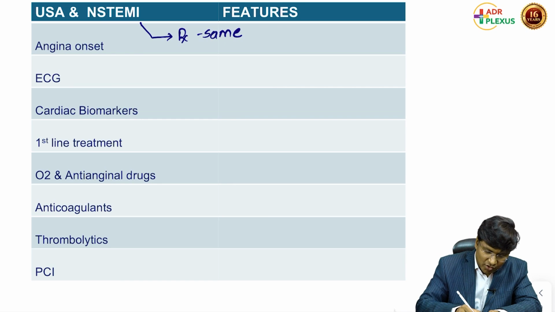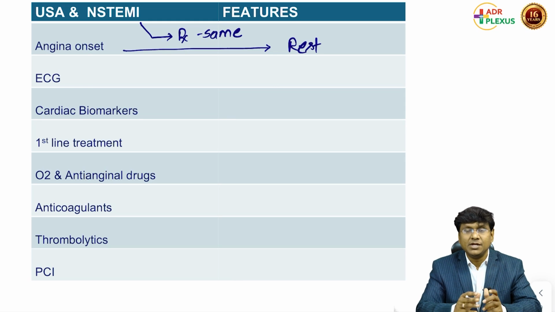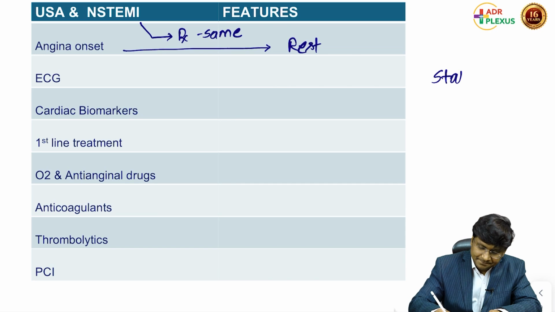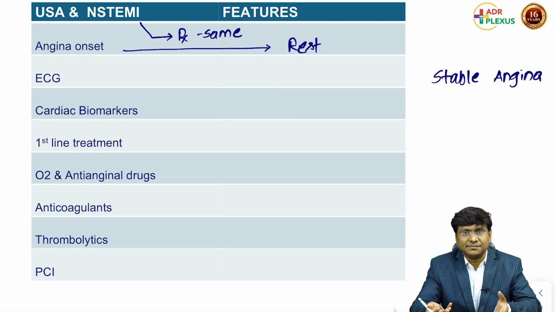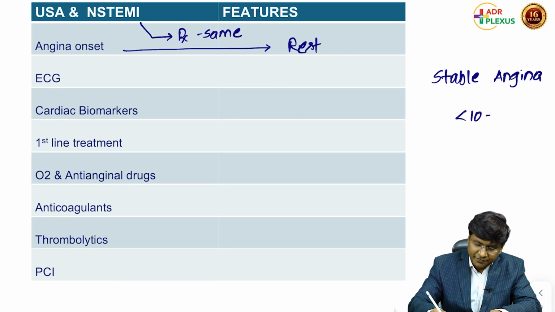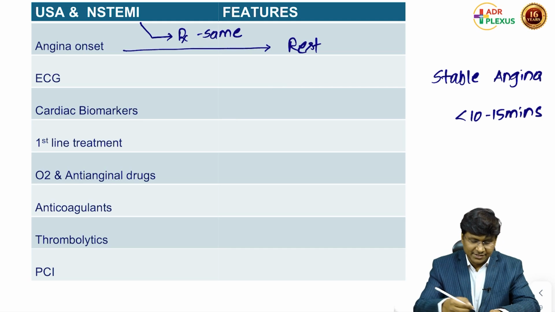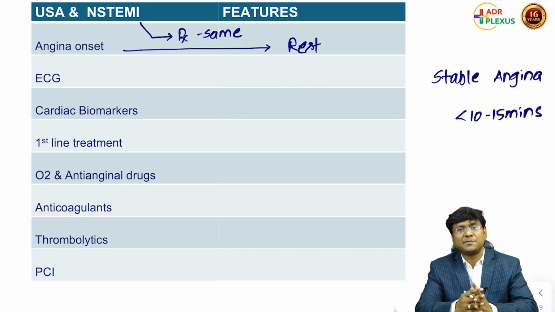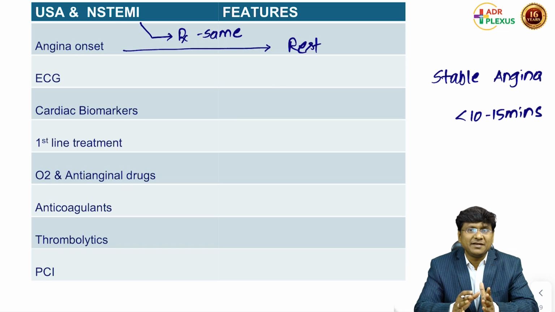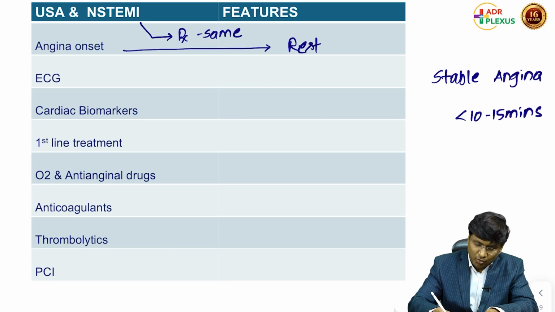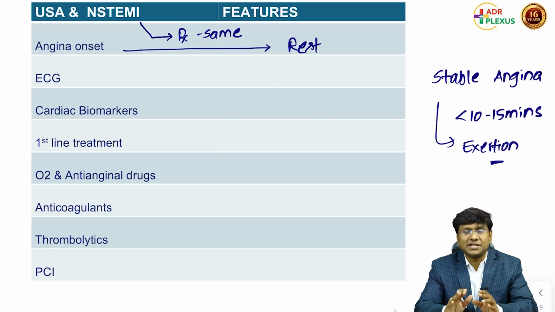And if you take the angina onset, even at rest these individuals will develop angina. Whereas in stable angina, these patients will develop angina on exertion, and the chest pain will last less than 10 to 15 minutes. Whereas in case of NSTEMI, the duration of the chest pain will be more than 15 minutes also. And the chest pain can be there at rest, right? When you compare that with stable angina, the chest pain will be there only on exertion. Upon taking rest, the pain will subside in case of stable angina.